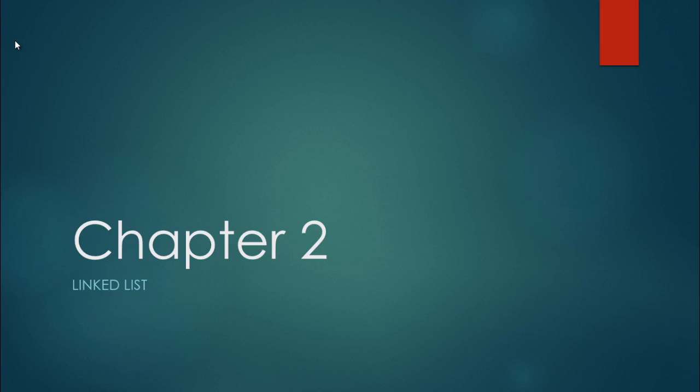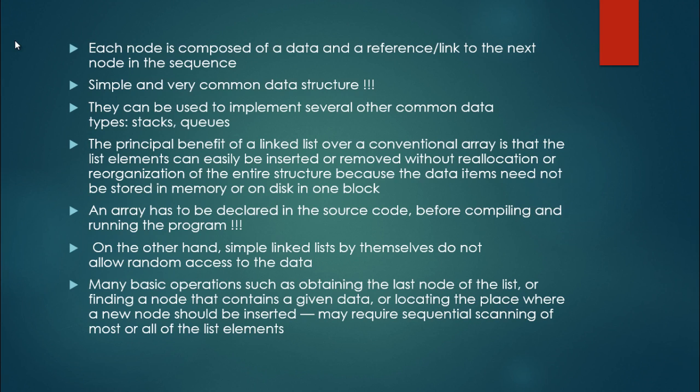Hi, in this chapter we are going to talk about linked lists. So let's get started. In a linked list, each node is composed of data and a reference, or a link, to the next node in the sequence.